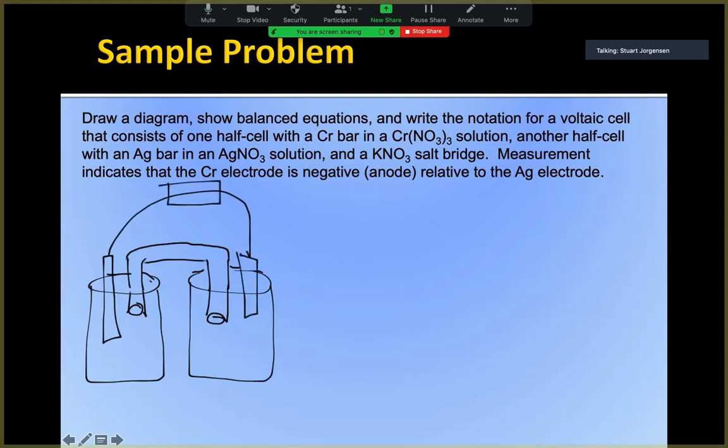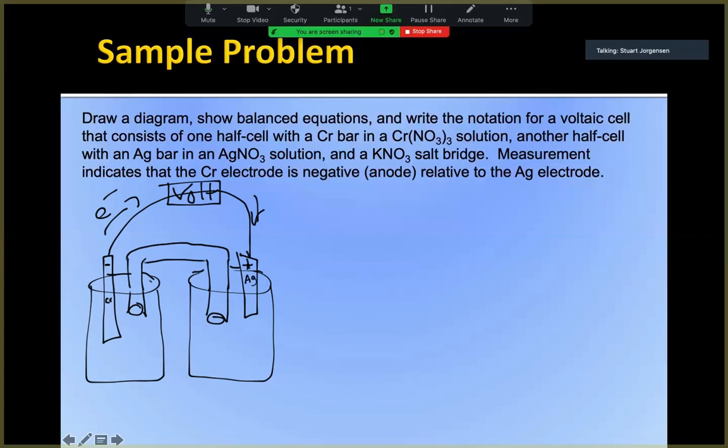In here, we're going to have a voltmeter. Our electrons are going this way through the wire, right? Here's our electron movement. And we were told in the problem, based on what we know right now, that our chromium, this solid over here, our chromium metal, Cr, is negative relative to our positive electrode, which was our silver, Ag, our silver electrode over on this side.